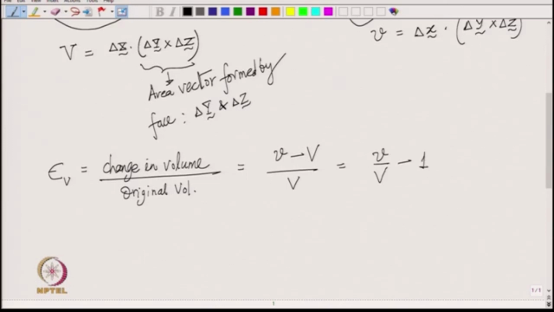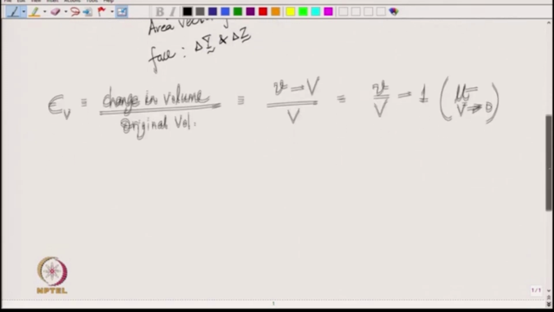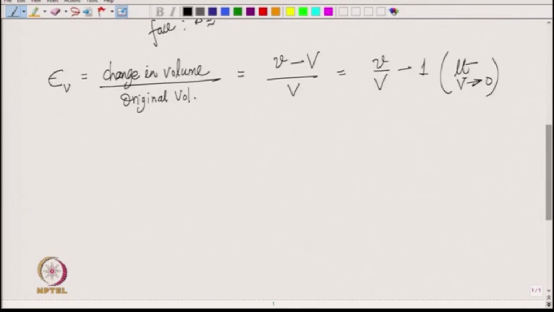And of course, here we want the volumetric strain at the point big X. So, we have to also take the limit. So, in this formula you have to apply the limit, the volume going to 0. So, you have to shrink the volume to the point x, so that you get the volumetric strain at the point x.